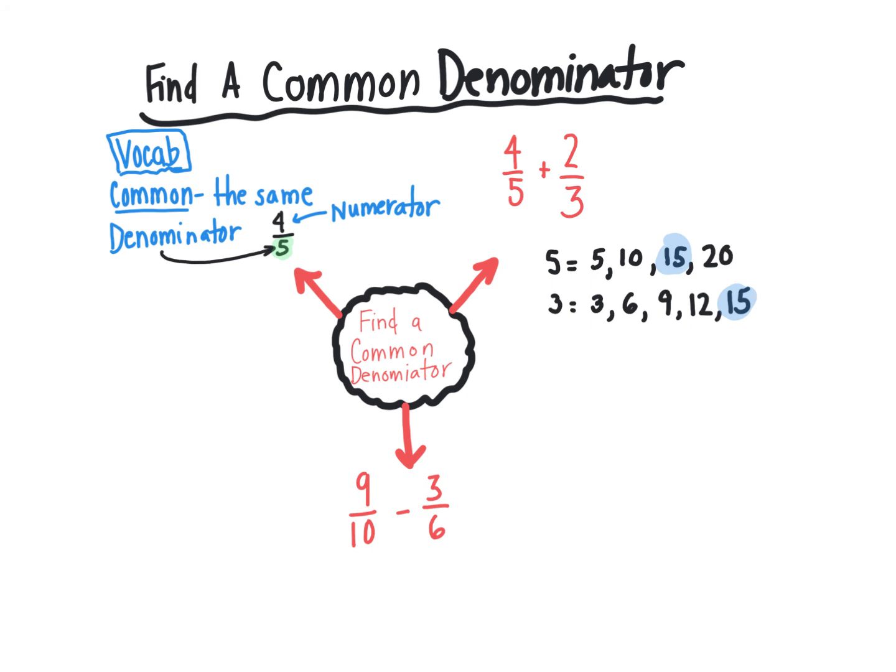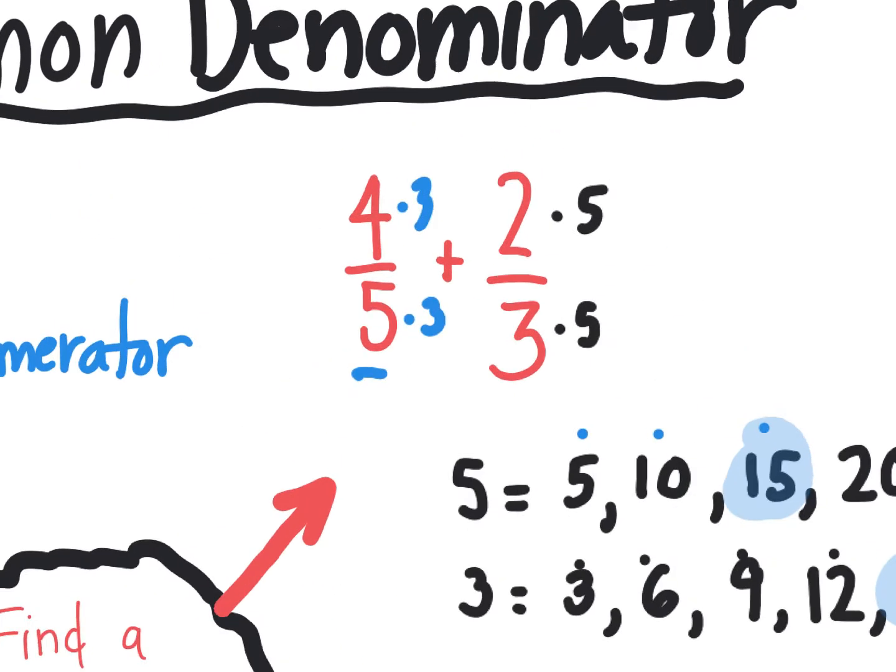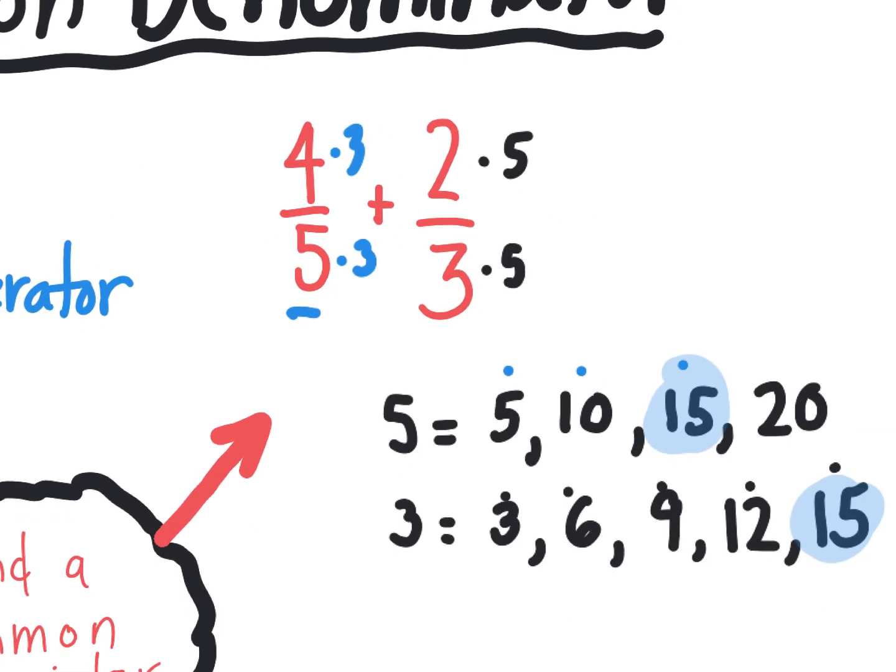So for the first fraction, how do I make 5 into a 15? I multiply it 3 times. So I'm going to do this times 3, and I have to do the top times 3. Okay? Really, really important that you do that. Don't forget that piece. All right, let's do the second one. For a 3, how do I make that into a 15? 1, 2, 3, 4, 5. I'm going to multiply times 5 and times 5. All right, so now we have 4 times 3, 5 times 3, 2 times 5, 3 times 5. So let's finish this up.